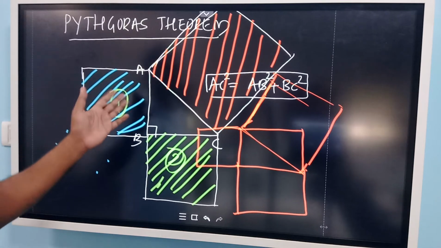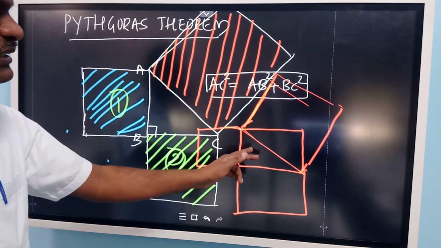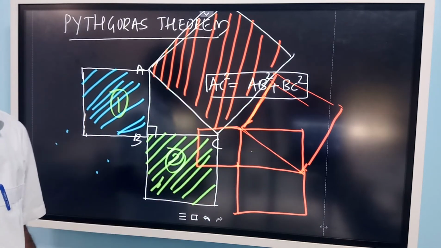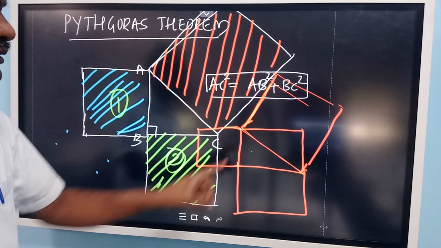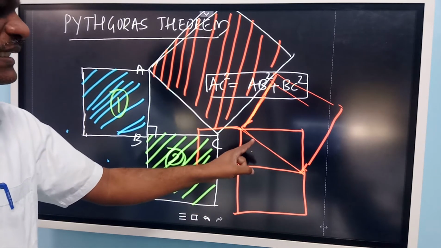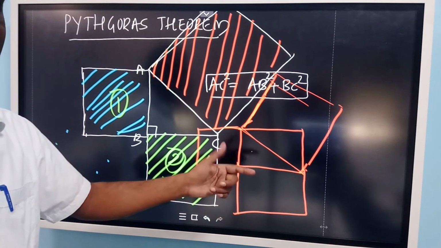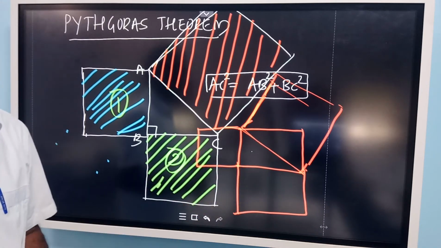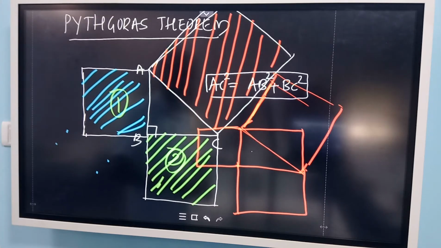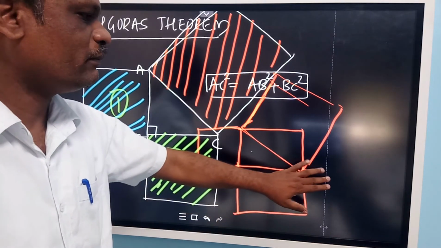So the same thing he gave for the right angle triangle. Here also it's a right angle triangle, but he expressed it in terms of the sides of a rectangle. The area produced by the diagonal of a rectangle is same as the area produced by the length and breadth. So that is the same theorem as this Pythagoras theorem.